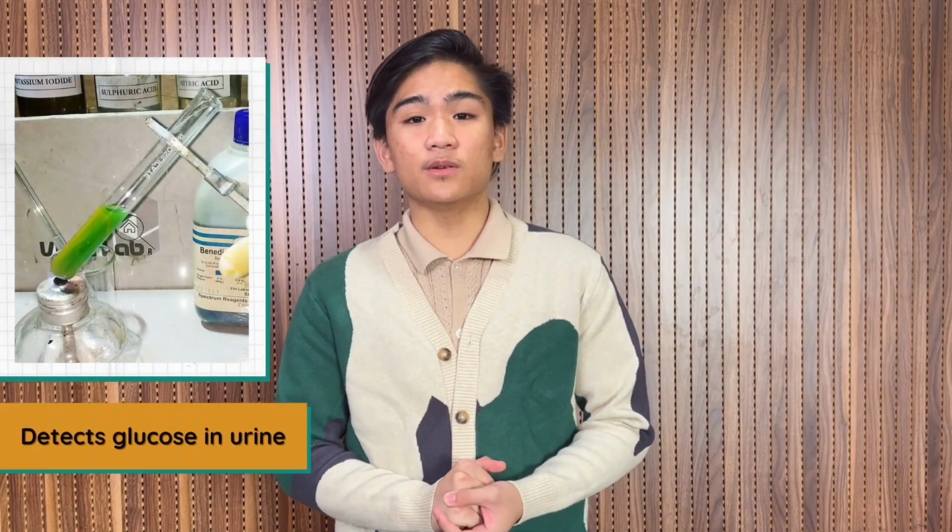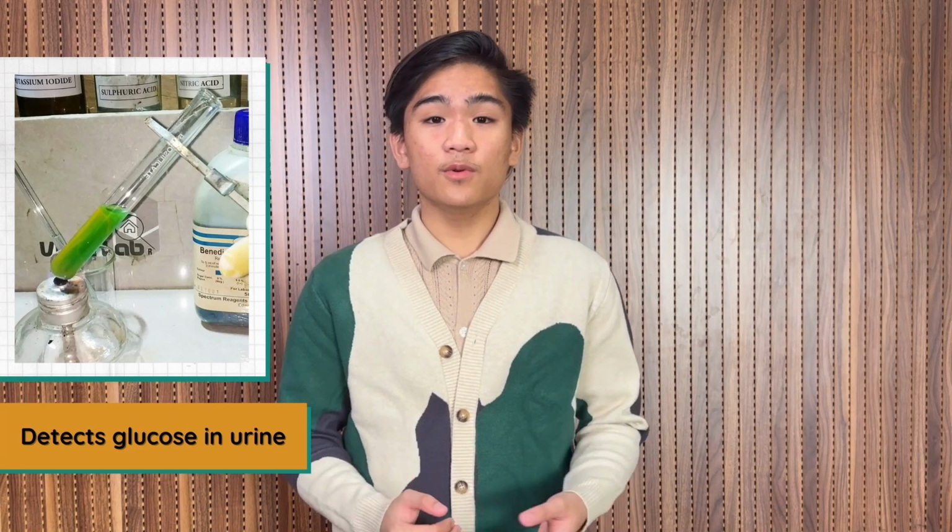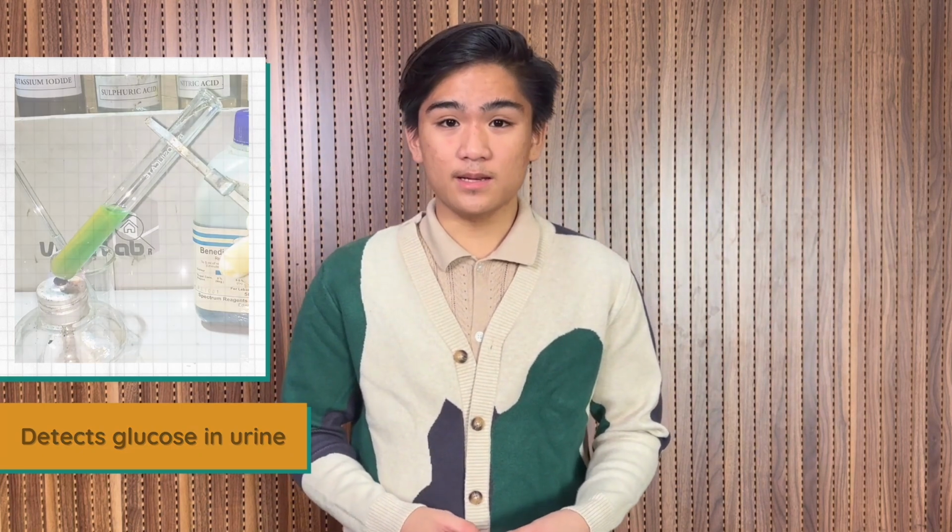In any case, you can tell the Benedict's test is different from the Fehling's test because the Benedict's test is commonly used to detect glucose in urine, which should actually help to detect diabetes.